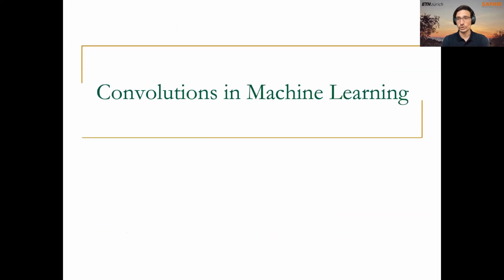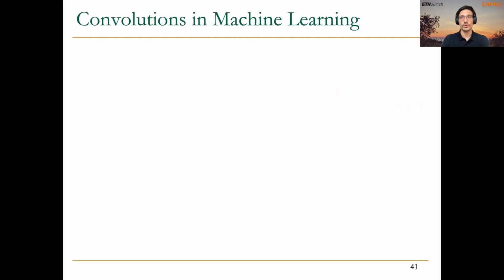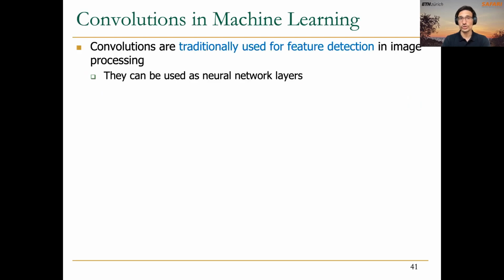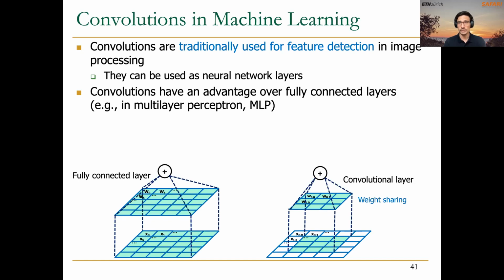But convolutions are also widely used these days in machine learning, as probably you all know. Convolutions have been traditionally used for feature detection in image processing, but they can also be used as neural network layers. And they actually have certain advantages with respect to fully connected layers that were used in multi-layer perceptron neural networks, for example.